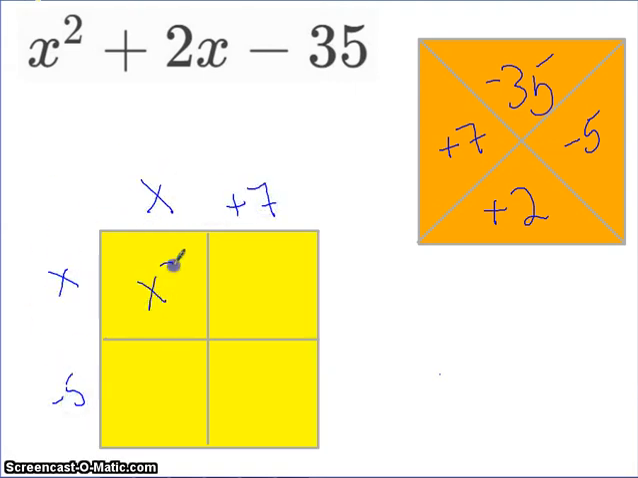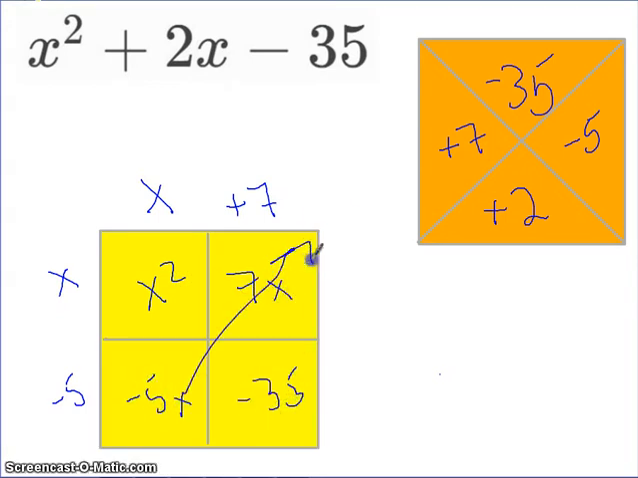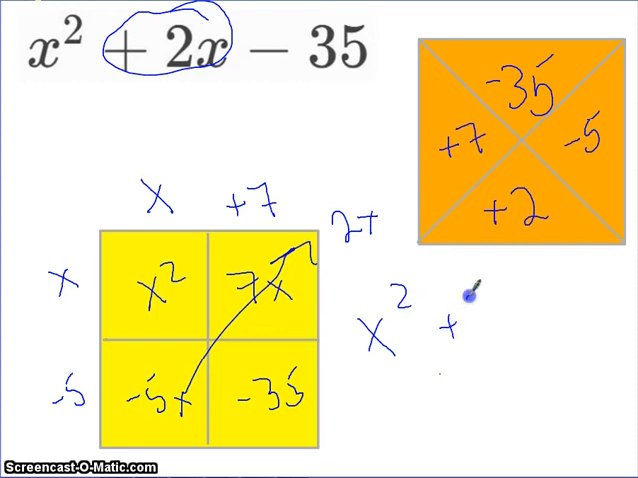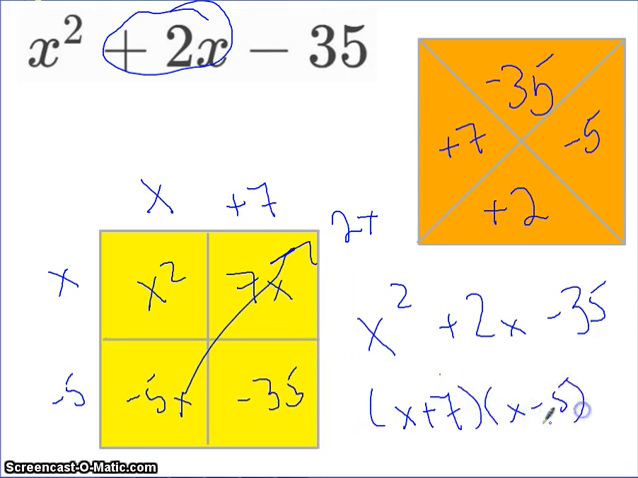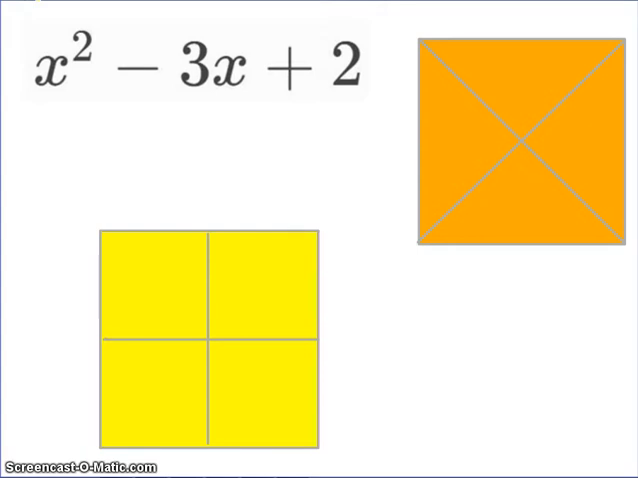So to double check, x squared, 7x, negative 5x, negative 35. And when I add these two terms, 7 minus 5 gives me 2x, the middle term I was looking for. So this finally is x squared plus 2x minus 35, when I multiply, I apologize, x plus 7 times x minus 5. All right, pause here. I'm moving on. All right, here's our next puzzle.